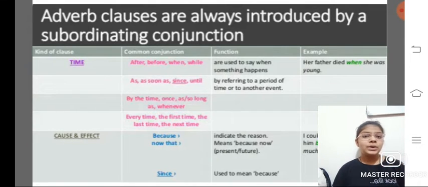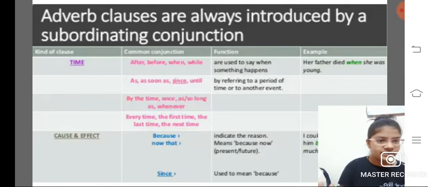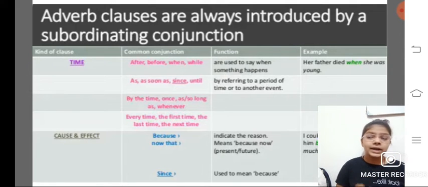Now, if the kind of clause is time, what function does it have? They are used to say when something happens, or by referring to a period of time or to another event. Okay. Now, if the kind of clause is cause and effect, then it indicates the reason, present, future, past, etc. And it is used to mean because. That's it.